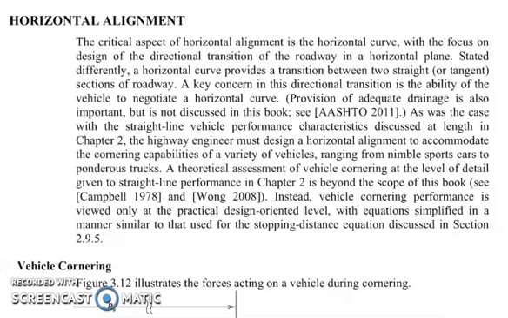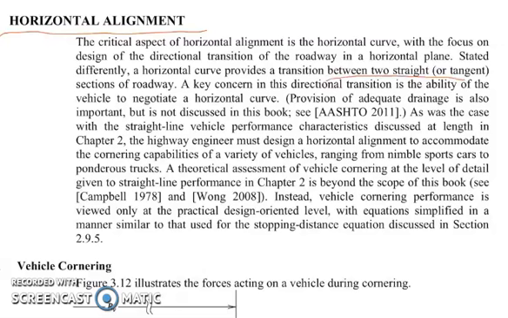Now we move on to horizontal alignment. You have to take note that the critical aspect of horizontal alignment is the horizontal curve. The horizontal curve focuses on the design of the directional transition of the roadway in the horizontal plane. It is also stated differently: the horizontal curve should provide a transition between two straight lines or tangent sections of the roadway.